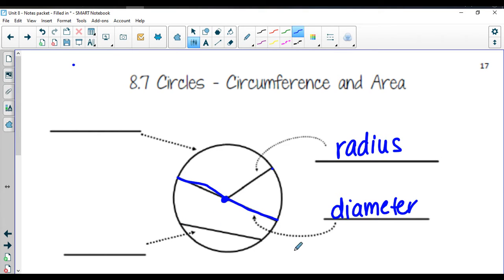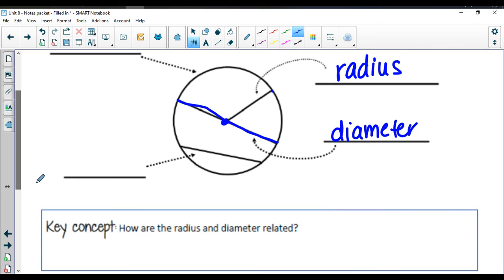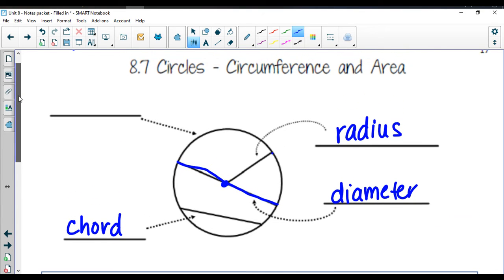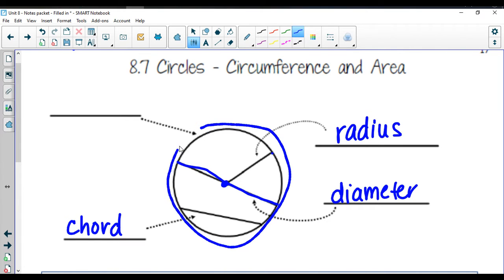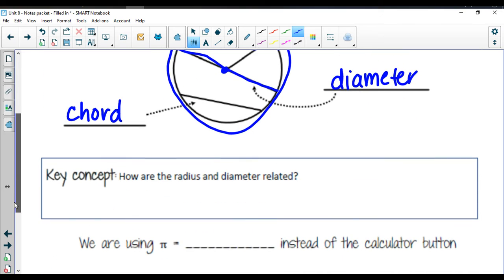The other one that's here, we're not going to work with this too much this year, but in the future you will. This one is just called a chord. And it's basically any line that cuts across the circle as long as it does not go through the center, because that's our special diameter. The last one that I have is just pointing to the outside. And what I'm trying to talk about here is going all the way around the circle, and that one's going to be called circumference then. So we'll talk about circumference in just a second here.